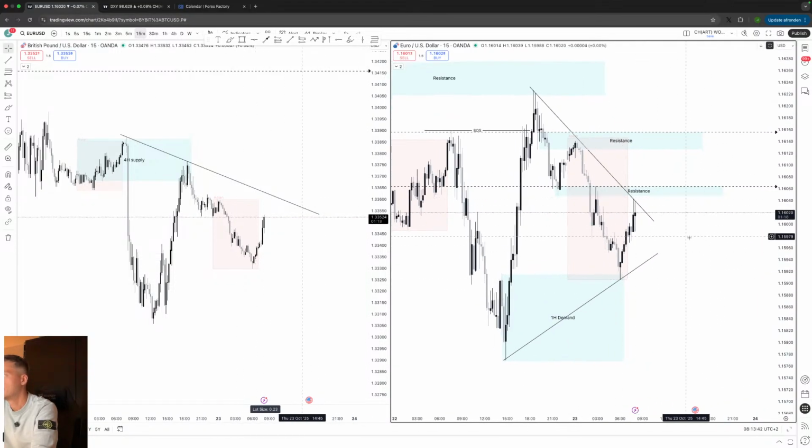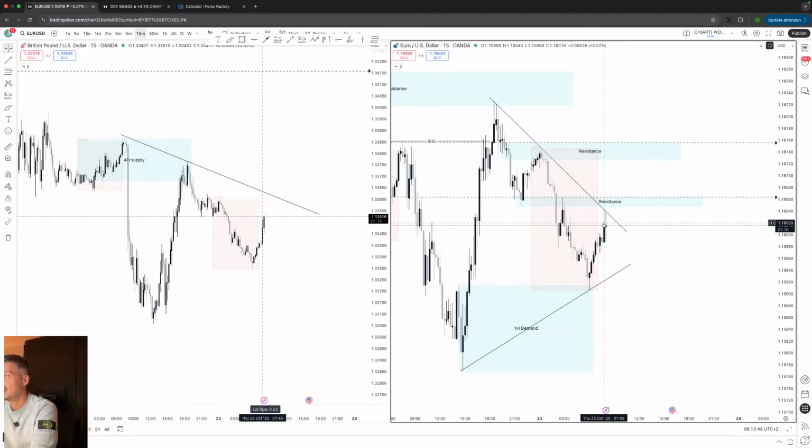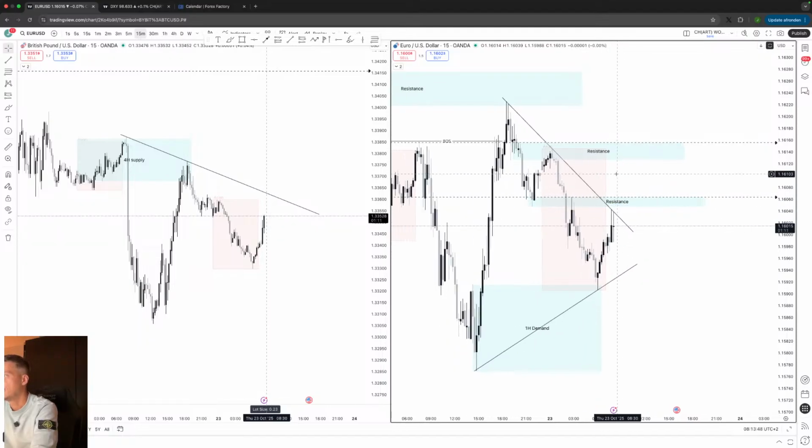Really need to see that push up. We might only see price taking out this area and then melt down, and I will anticipate what will happen next if that's the case.